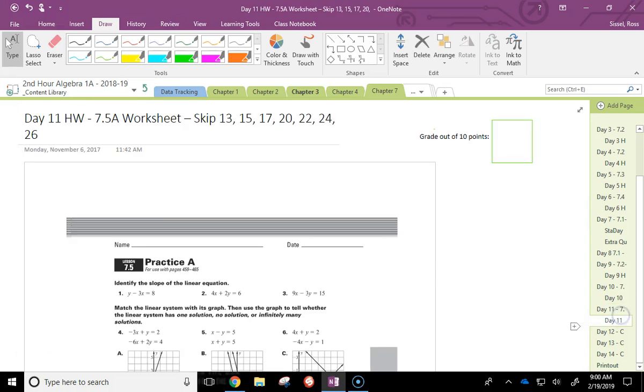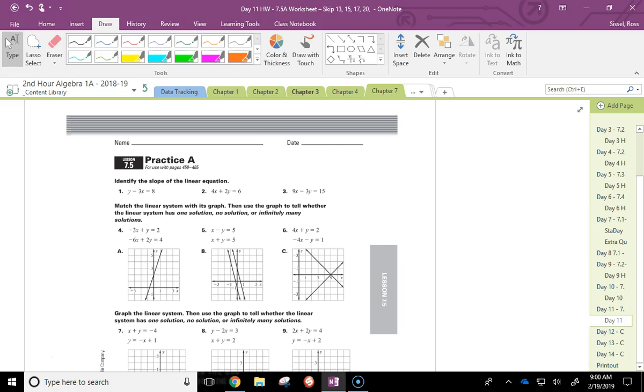Your homework. Following along. Your homework is lesson 7.5. There's 12 questions. You will need another piece of paper to show some of your work. Okay?